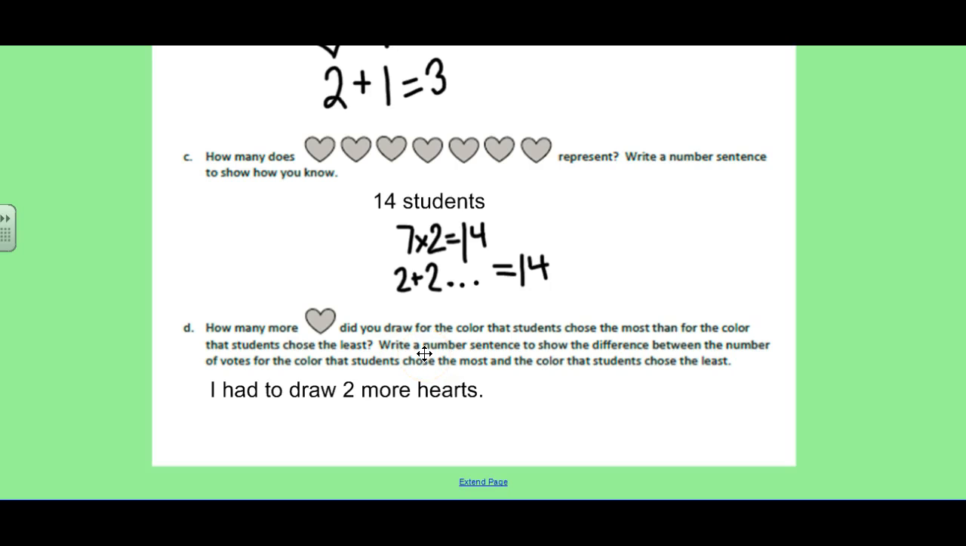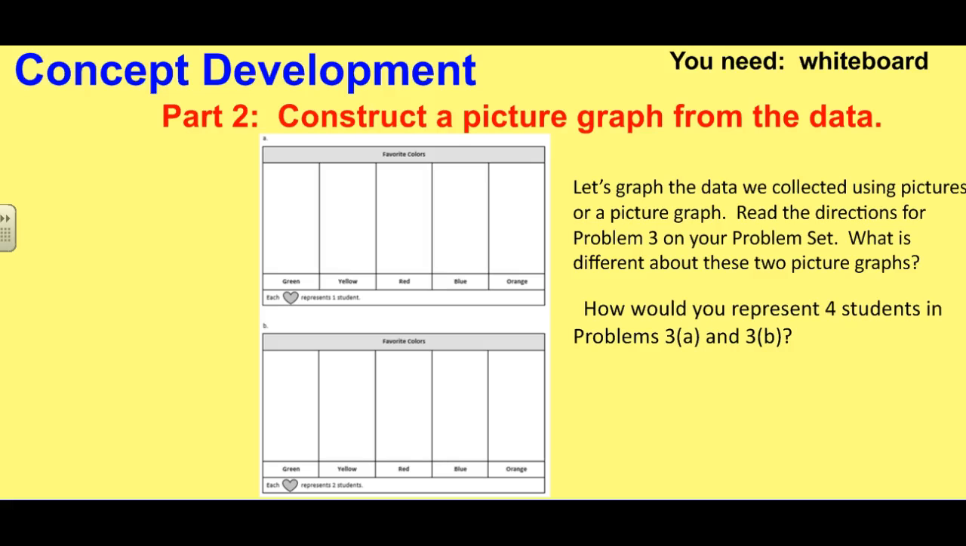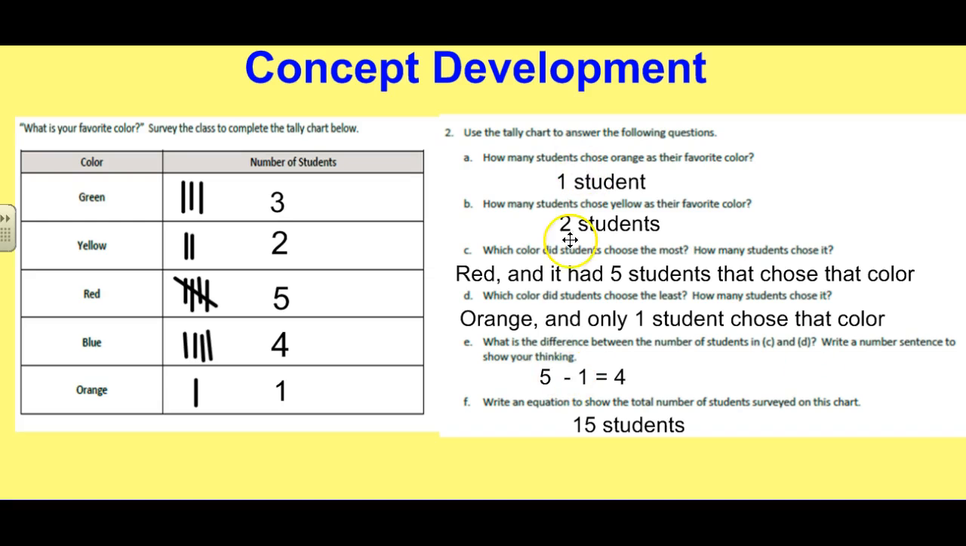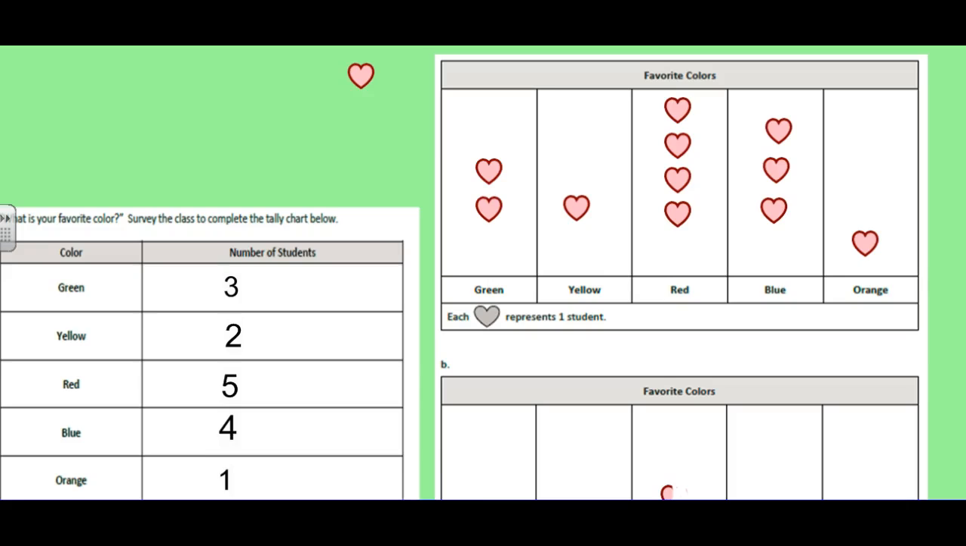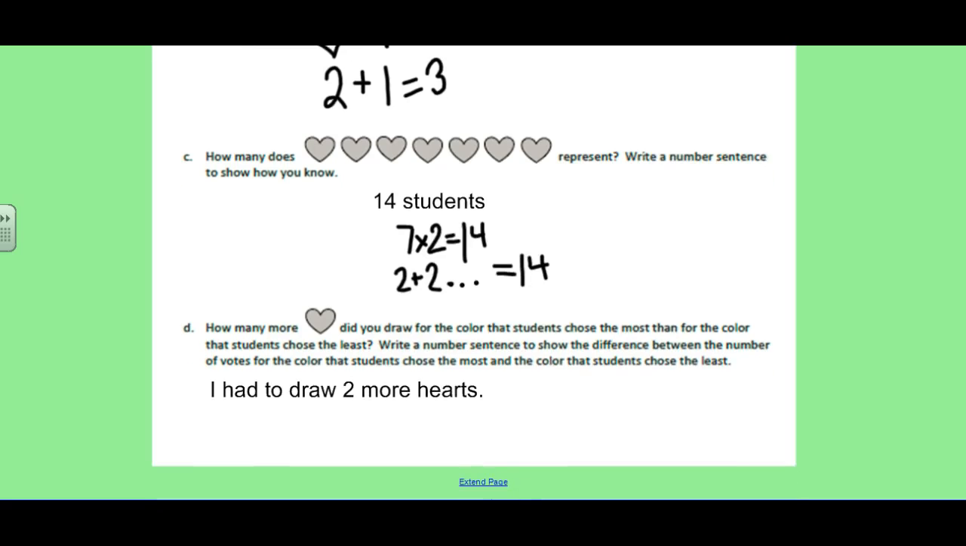So now it says write a number sentence to show the difference between the number of votes for the color that students chose the most and the color that students chose the least. And we already did this. I feel like we did this on the first page of the problem set. Let me go back and look. Yeah, on number 2, we had to write this number sentence between the most students that chose a color and the least amount of students that chose a color. So it's going to be the same equation that you put on the very first page of your problem set. So my equation will be 5 minus 1 equals 4. And that's all we have to do for this part of the problem set.